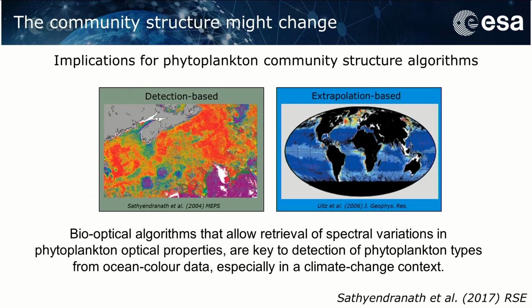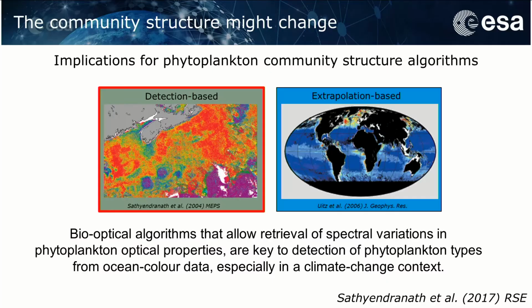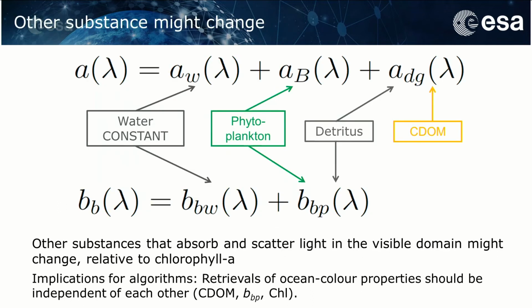So what does that mean if we want to look at how phytoplankton community structure changes with climate? It means we need to focus on these detection-based algorithms for estimating phytoplankton community structure. So we need algorithms that allow the retrieval of spectral variations in phytoplankton optical properties. We need algorithms that detect the signatures of the community, not rely on empirical or semi-empirical relationships between the community structure and chlorophyll, like I discussed a little bit yesterday.